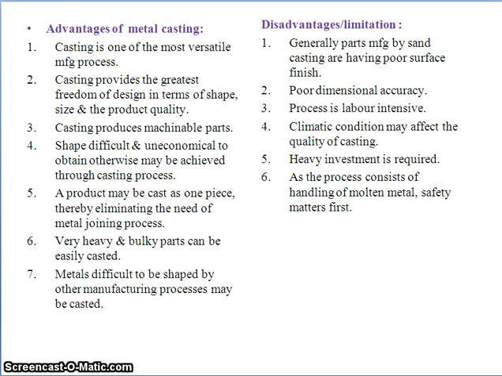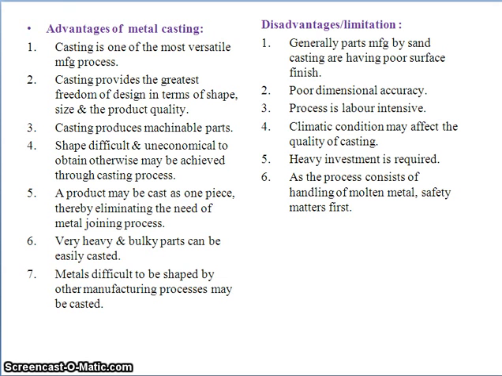Very heavy and bulky parts can also be easily casted. Metals difficult to be shaped by other manufacturing processes can easily be casted by the casting process. These were a few advantages of the metal casting process. Now we'll see the limitations of the casting process.